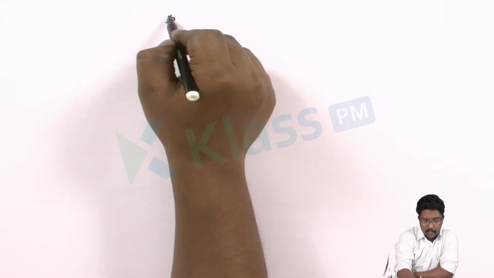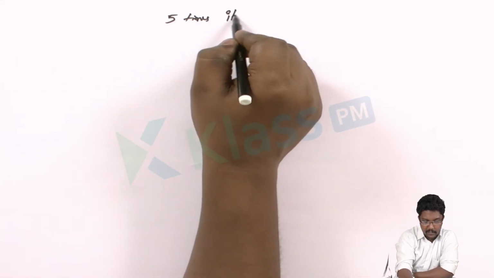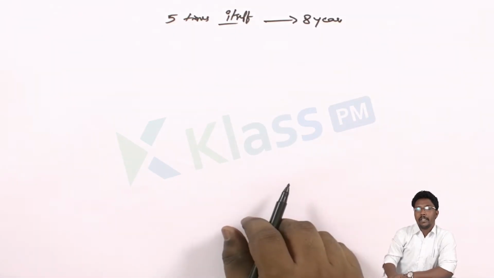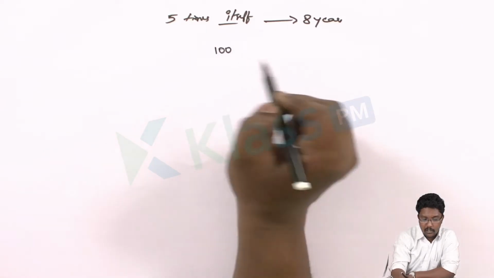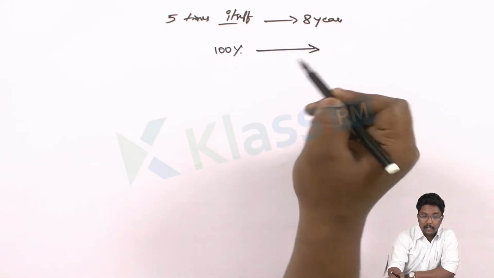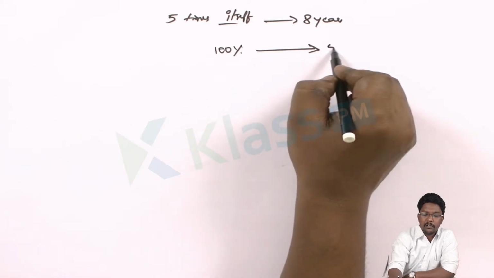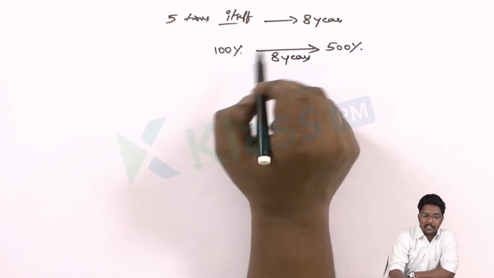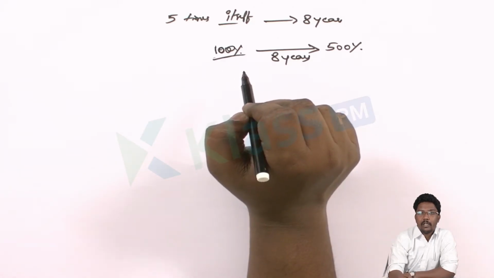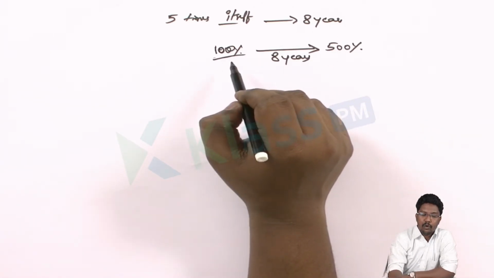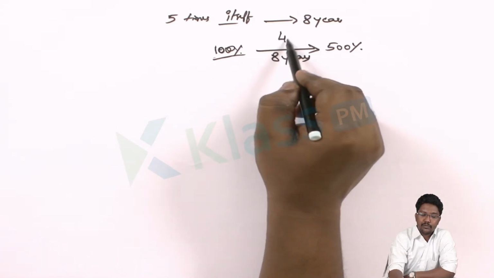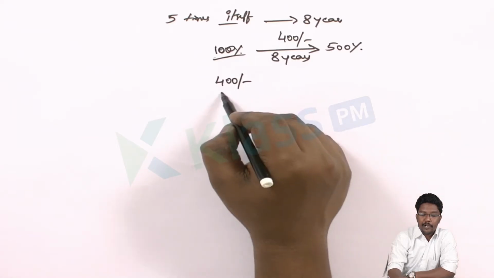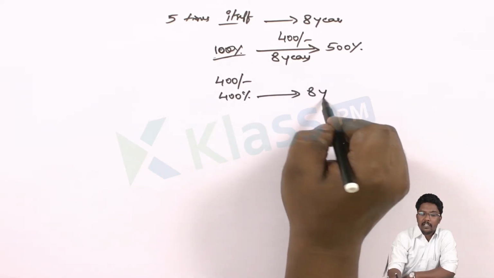The sum becomes 5 times itself in 8 years. So what is the meaning of this? Something I bought is 100%. It becomes 5 times of itself, means it becomes 500% in 8 years. Okay. For example, I borrowed 100 rupees. I have to pay 500 rupees. Means what is the extra amount I have to pay? It is 400 rupees. So 400 rupees means 400% in 8 years.